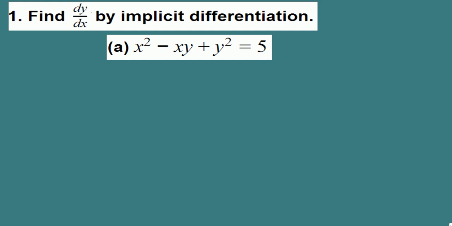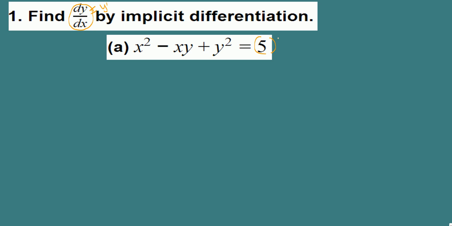We are asked to find dy over dx, that's the derivative of y with respect to x, which we denote by y prime, by implicit differentiation. So we need to take the derivative of left side and right side. Okay, take the derivative of both sides.